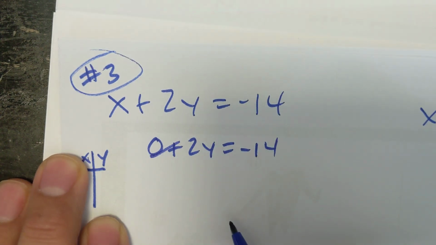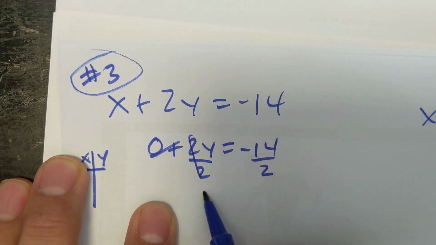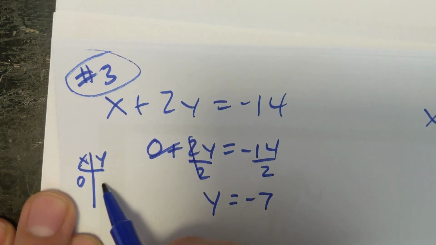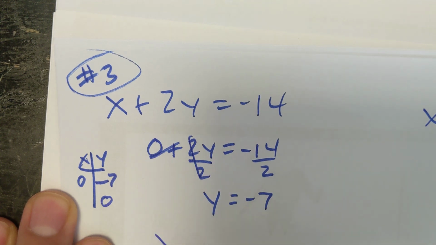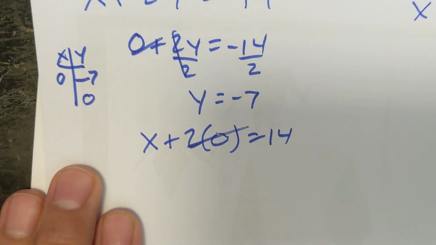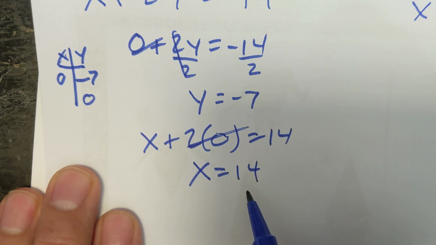This disappears. I would divide by 2, y equals negative 7. So we've got a y-intercept of negative 7. Now we plug the 0 in for y. 2 times 0, oops, off screen here. 2 times 0 disappears, and we just get x equals 14.